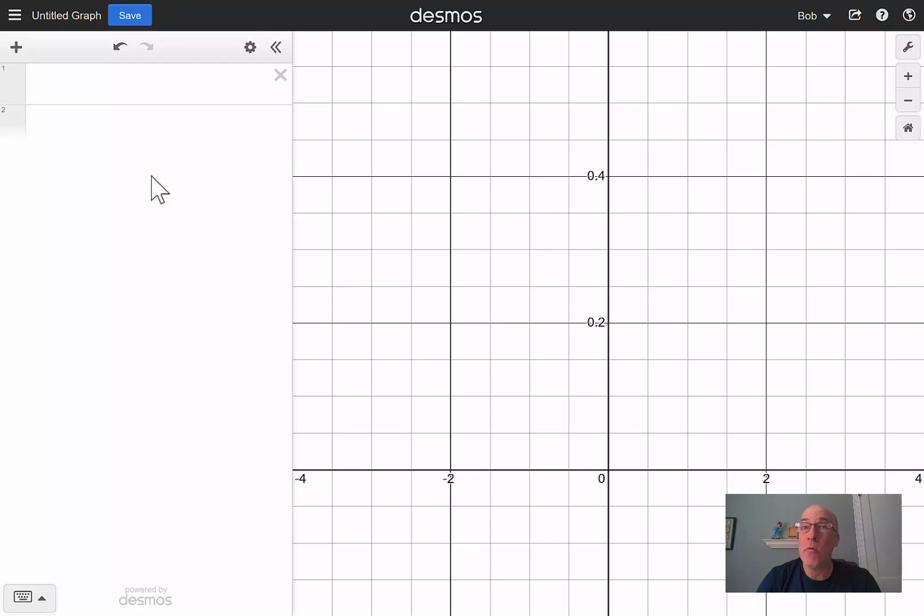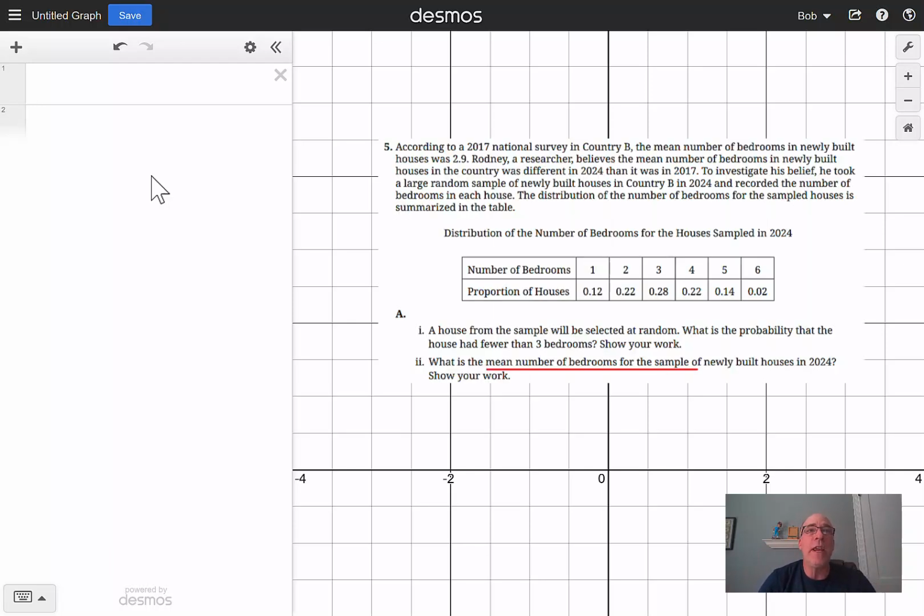Okay, the final question we're going to look at from 2025 is question 5 here. Question 5 oftentimes has a mishmash of different ideas from the course. In this question, we're given a probability distribution of the number of bedrooms in houses sampled in 2024. And Part A, Roman numeral 2, is the part I really want to look at here. What is the mean number of bedrooms for the sample of newly built houses in 2024? And show your work. It is important that students show the procedure here.